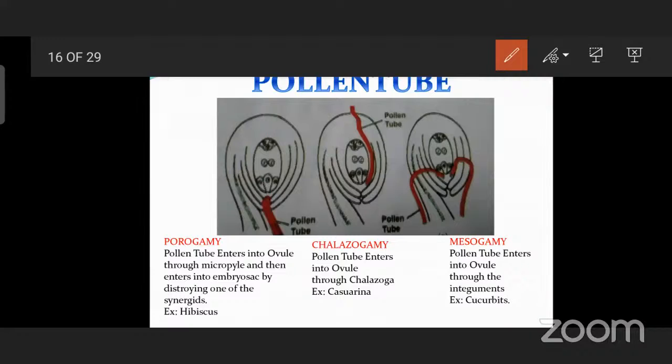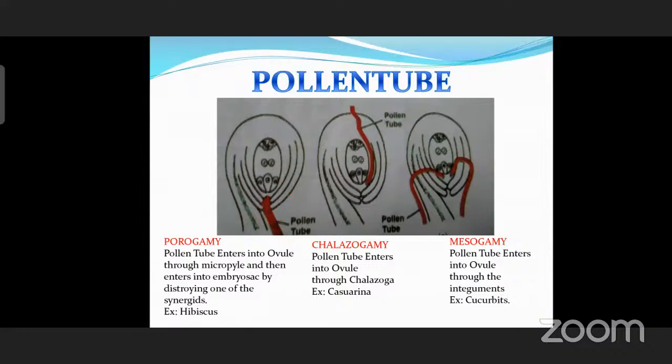So this embryo sac has 7 cells: 3 cells at the egg apparatus, comprising 1 egg cell and 2 synergid cells. The synergid cells have the filiform apparatus at the micropylar part of the synergids. These synergids guide the entry of the pollen tube. All these events, from pollen deposition on the stigma until the pollen tube enters the ovule, are together referred to as pollen-pistil interaction.